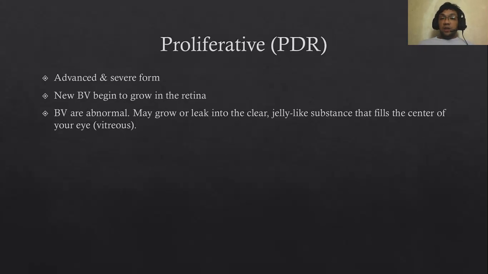For the proliferative, this is the late stage now, the advanced and severe form. New blood vessels begin to grow inside the retina, and these blood vessels are abnormal. They may grow or leak into the clear jelly-like substance that fills the center of our eyes, which is the vitreous humor.